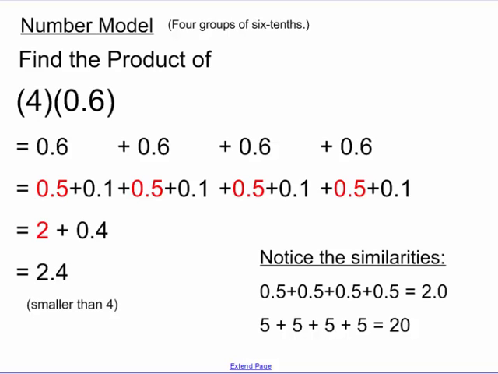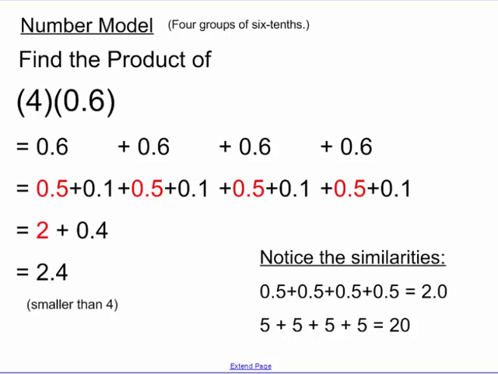So I want to find the product of 4 times 6 tenths, or 4 times 0.6. So that's 4 groups of 6 tenths. So I've used my number model again here. I've shown the addition. I'm then going to break down the 6/10 into 5/10 plus 1/10.